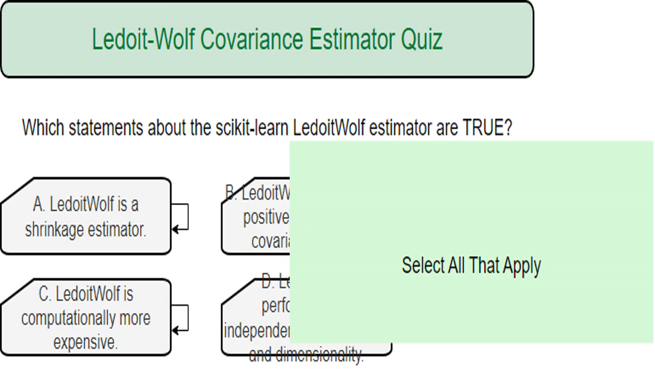This instruction tells you to select every statement from options A, B, C, D that you determined is true based on your knowledge of the LedoitWolf estimator.